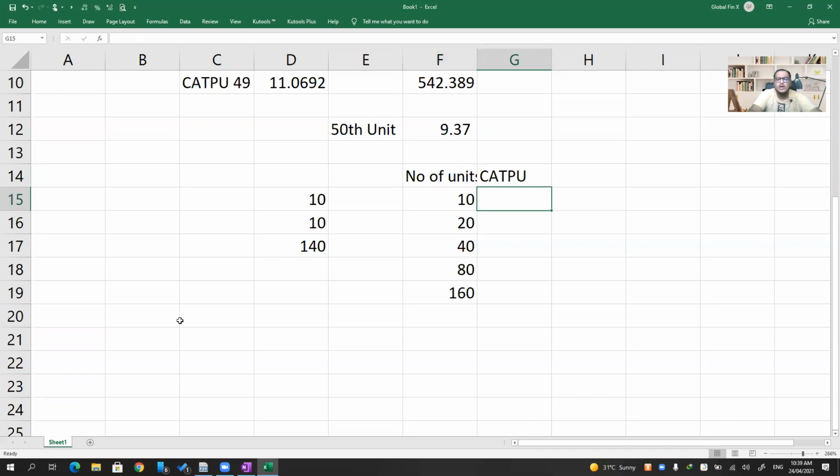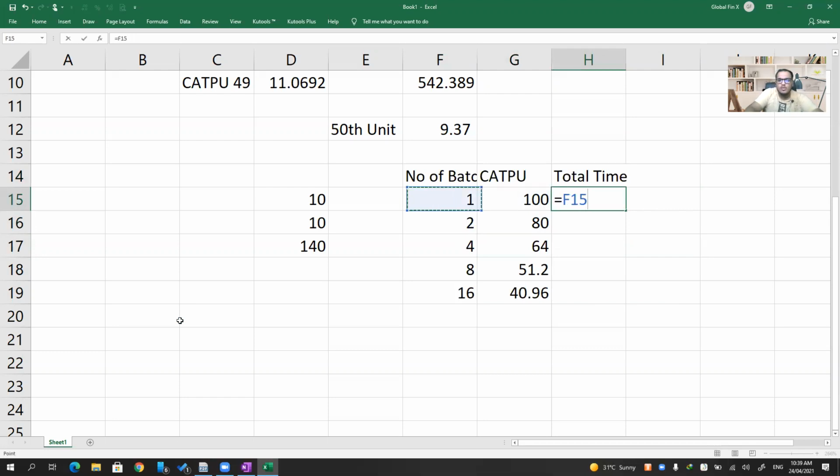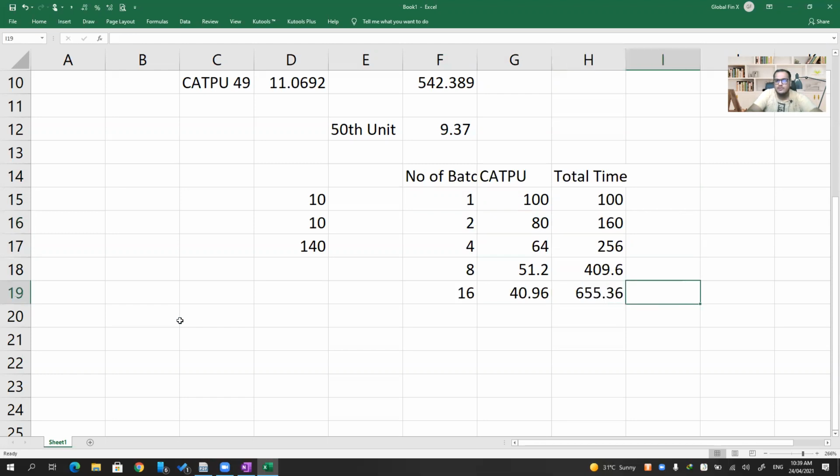First batch took 100 hours. I have to do it on number of batches, right? 1, 2, 4, 8, 16. Okay. First batch took 100 hours. Second batch cumulative average time would be 80% of that, 80% of that, 80% of that, 80% of that. So total time: 1 into 100, 160, 256, 409, 655.